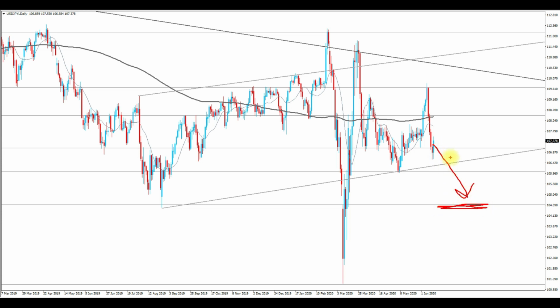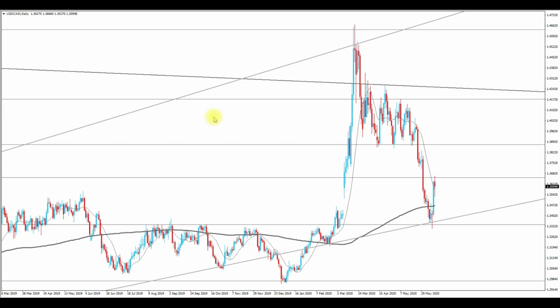But I'm favoring price to rise and test that weekly trend line again. Okay, so let's take a look at USD CAD now.